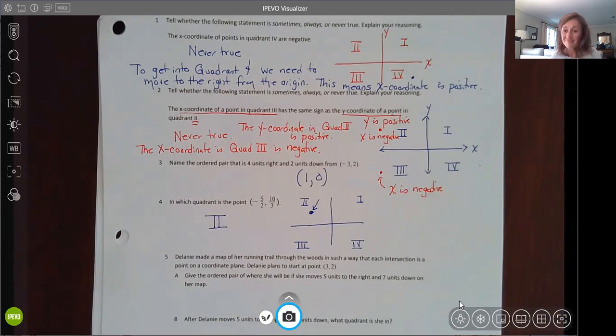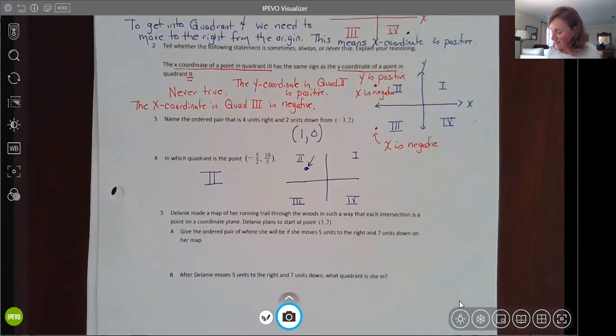Okay, ready? Last one. Then we have a little bit of a challenge to look at, and then we're done. So it says, Delaney made a map of her running trail through the woods in a way that each intersection is a point on a coordinate plane. Delaney plans to start at the point 3, 2. All right, so we're going to do this on another piece of graph paper. So this is where she starts, and she's going to move 5 units to the right, and then down 7.